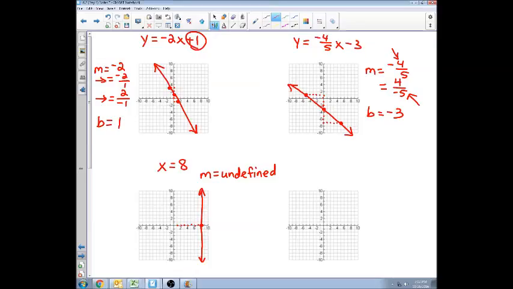Okay? On to our last example for graphing. I have y equals negative 3. I can go to negative 3 on my y-axis because my slope would be 0 and my y-intercept would be negative 3. Since my slope is 0, I have y just equals a number, so it's going to be a straight horizontal line. Okay? You need to memorize that as well. X equals means I'm going to have a vertical line. Y equals just a number, I'm going to have a horizontal line.